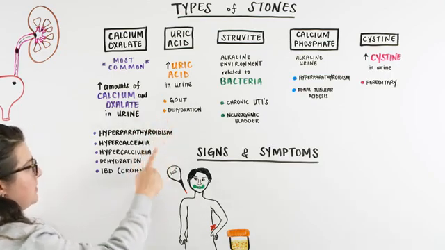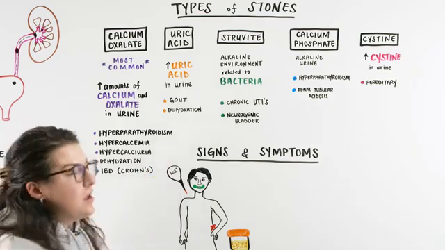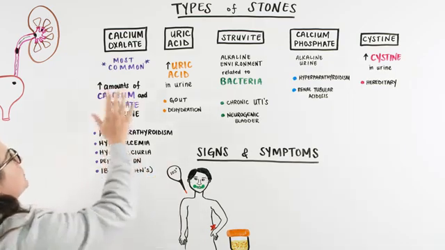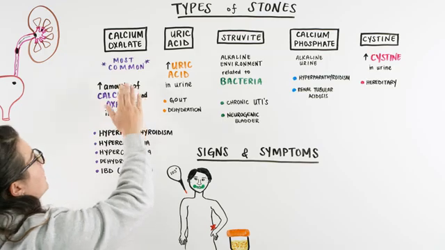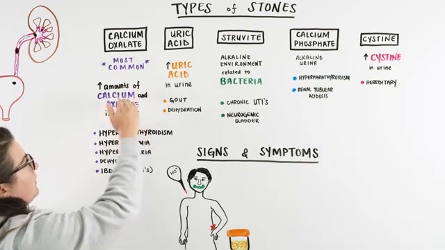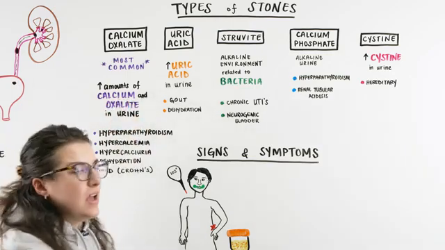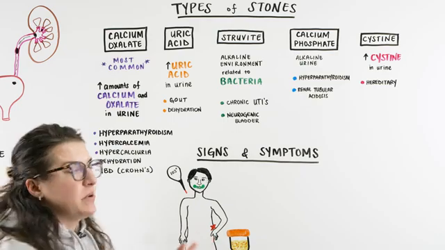Hyperparathyroidism, hypercalcemia, hypercalciuria, dehydration, or IBD like Crohn's. And I want you to understand that this is the most common one. So when we look at this, there are different ways that we can possibly help this patient out: changing the amount of calcium that they're taking in, changing medications, oxalate as well. And it's just a really high predominance of these.